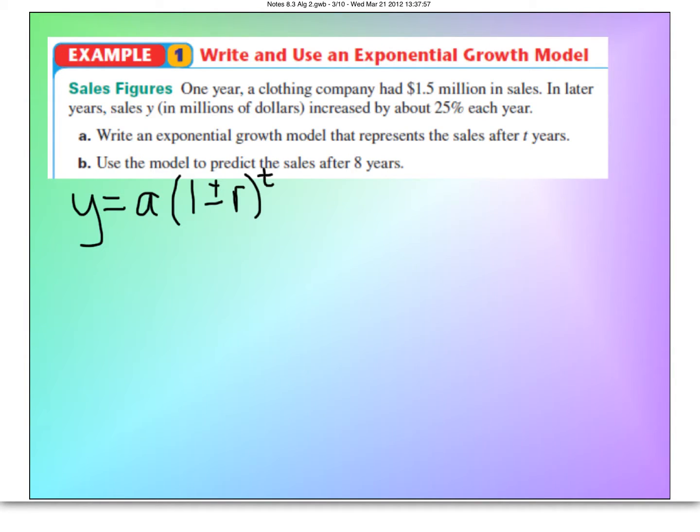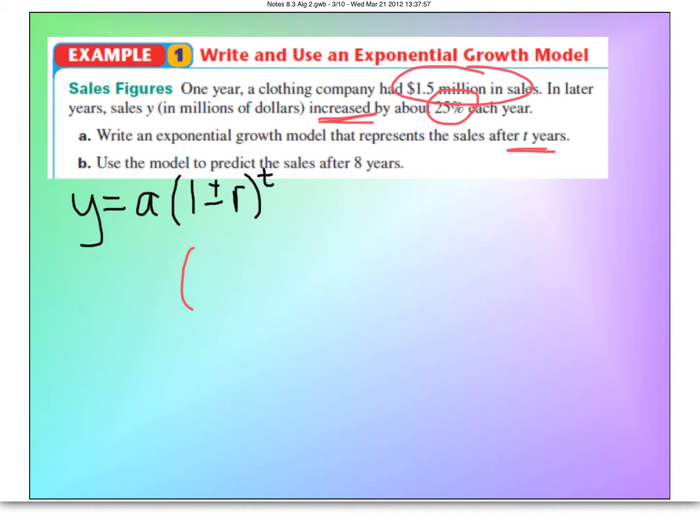This example says one year a clothing company had 1.5 million in sales. I'm going to highlight that. In later years, the sales, which is y, increased about 25% each year. They want us to write a model that represents the sales after t years, and then they want us to predict with it. For this one, we can tell it's increasing, so we're going to use plus.